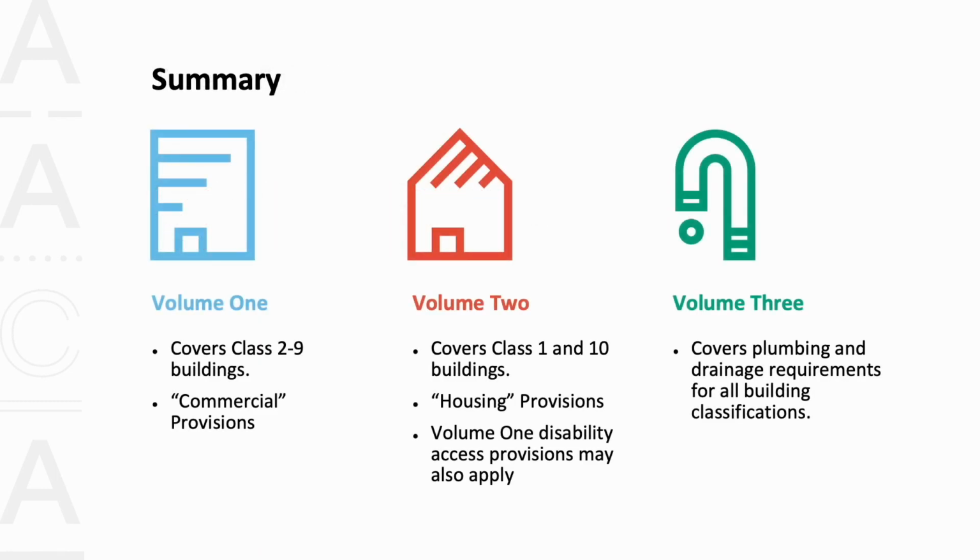Let's have a look at a summary. Volume 1 holds Class 2 to 9 buildings and is known as the commercial provisions. Volume 2 covers Class 1 and Class 10 buildings and is the housing provisions. Volume 1 disability access provisions may also apply. And Volume 3 covers plumbing and drainage requirements for all building classifications.